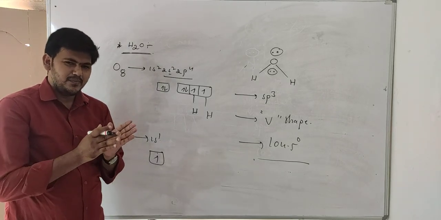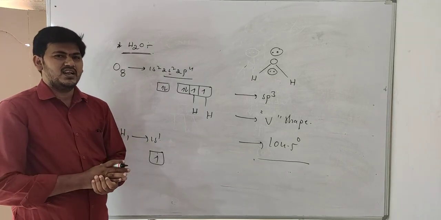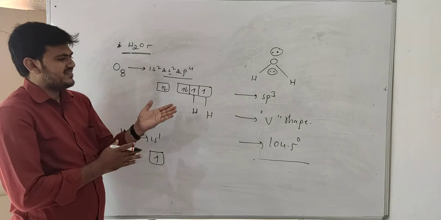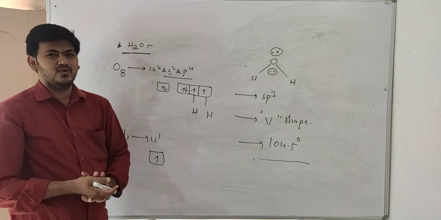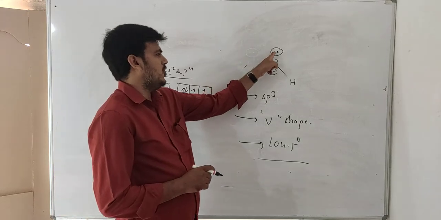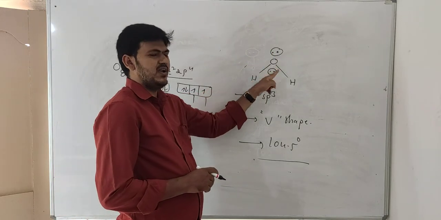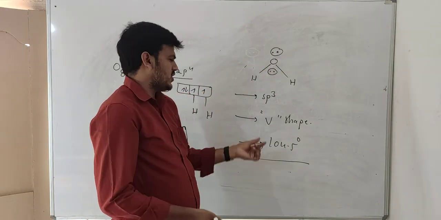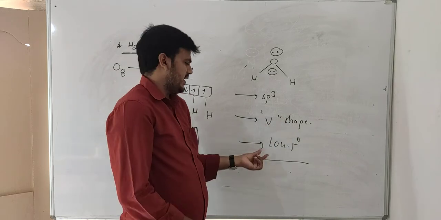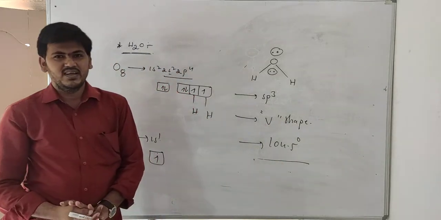In sp3 hybridization, actually the shape is tetrahedral. But in the water molecule, the existing shape is V shape due to repulsion between lone pair and bond pairs. So the shape of the molecule is V shape, and the bond angle is 104.5 degrees.